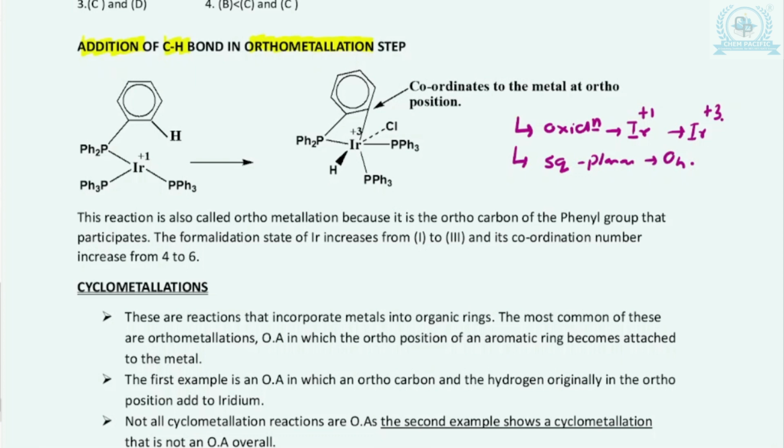Here the cyclometallation is happening, and you can also see this orthohydrogen. This is the orthohydrogen, that is the hydrogen from the ortho carbon, which is in the ortho position. This is getting added to the iridium. Okay, so this is very important.